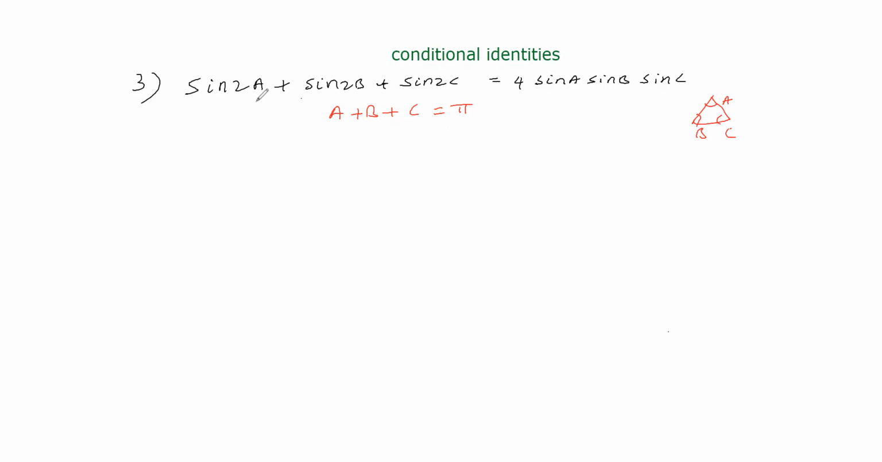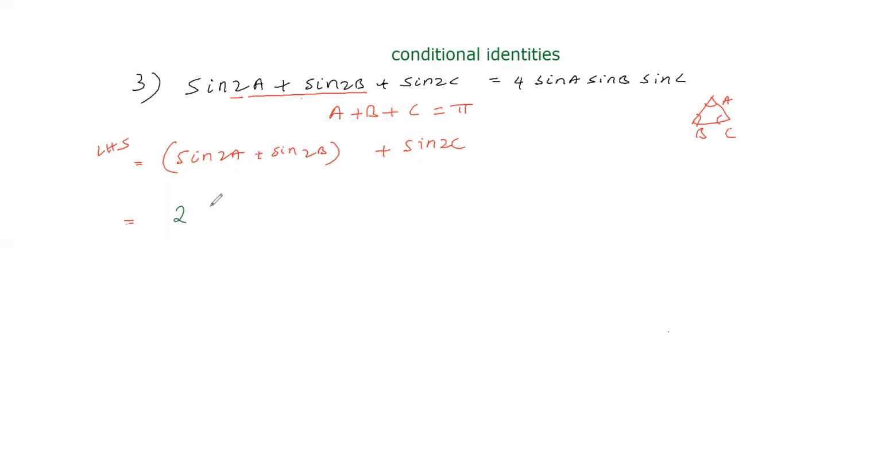Now see here, first we are going to add sin 2A and sin 2B separately. That means the left-hand side of the equation we are taking: sin 2A + sin 2B + sin 2C. Now see here, sin A + sin B, what is the formula? Sin A + sin B is 2 sin((A+B)/2) cos((A-B)/2).